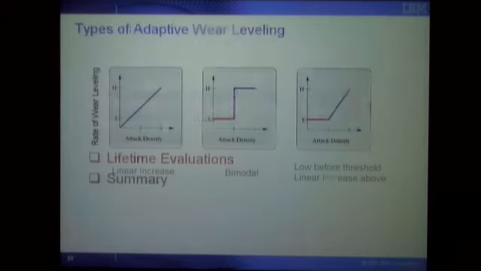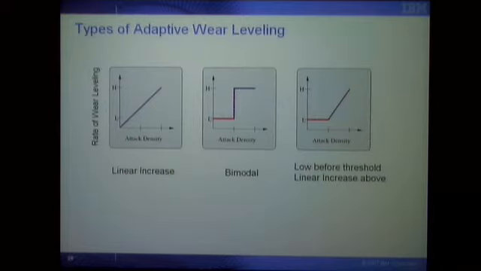How does this help? Well, an accurate detector can enable adaptive wear leveling, tying it back to the original problem. What we have done is essentially we have chosen the option on the right, on your right. Use a low rate of wear leveling until the attack density is 0.1%, and then increase the rate of wear leveling in proportion to the attack detector.